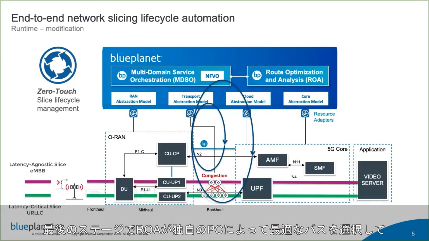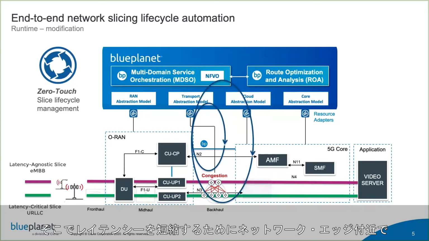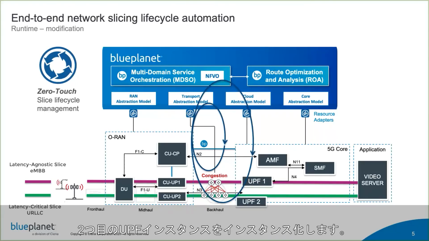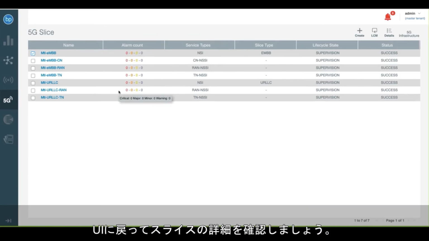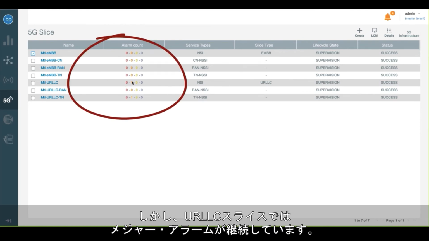In the final stage, we will see that though ROA, through its PCA, selected the best path to alleviate congestion for both the slices, MDSO determines that the latency SLA for the URLLC slice is not respected. It therefore instantiates a second UPF instance closer to the edge of the network to reduce latency. So going back into the UI and looking at the slice details, we see that the alarm for the EMBB slice has been cleared, but a major alarm has been raised on the URLLC slice.